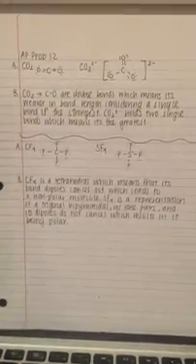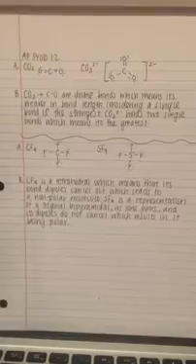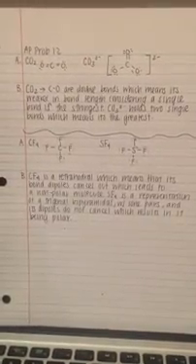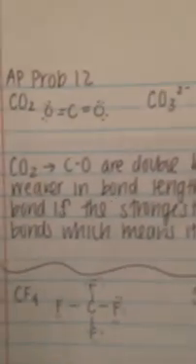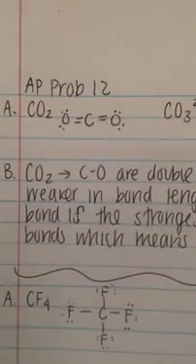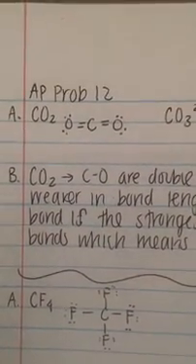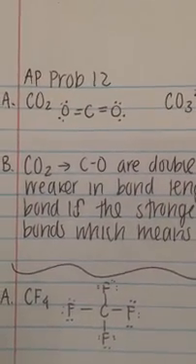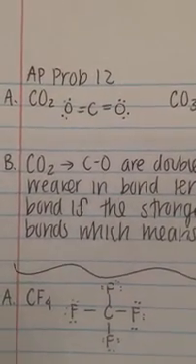This is AP problem number 12. For A, it said to draw the Lewis dot diagrams for CO2 and CO3 2-. For CO2, it shows a double bond between C and both O's, and two pairs of electrons on both O's.